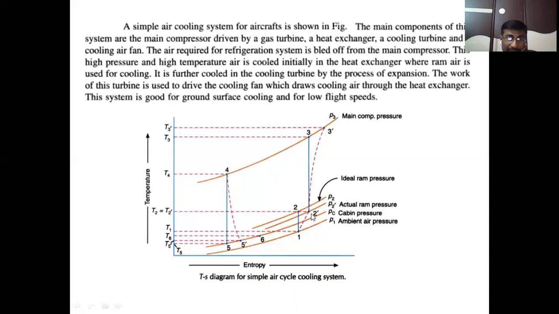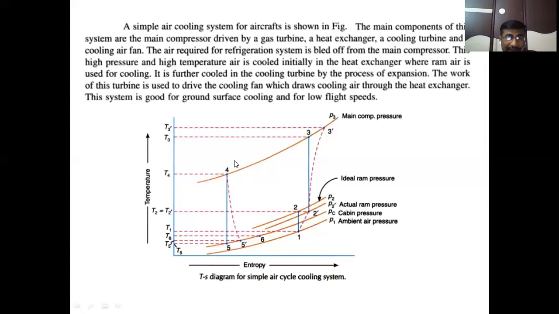At 2 dash, ram air is used to cool the air after compression from 3 dash to 4. 3 dash to 4 is the cooling process in the heat exchanger at constant pressure. That is the main compressor pressure. From 4, the air enters the cooling turbine, where it is expanded from 4 to 5 isentropically, and 4 to 5 dash is the actual expansion process.